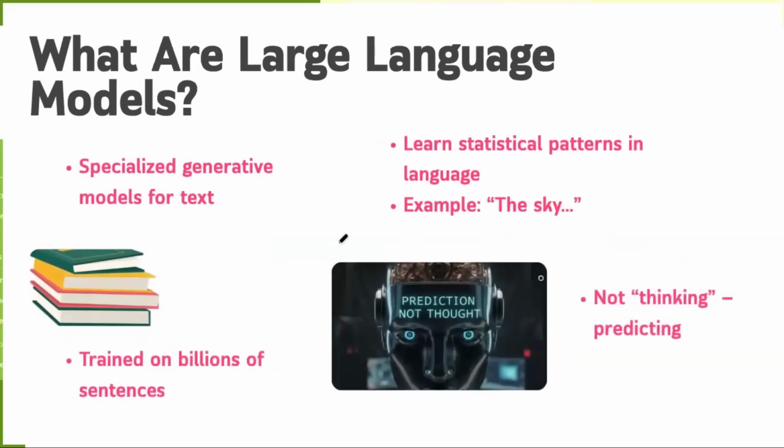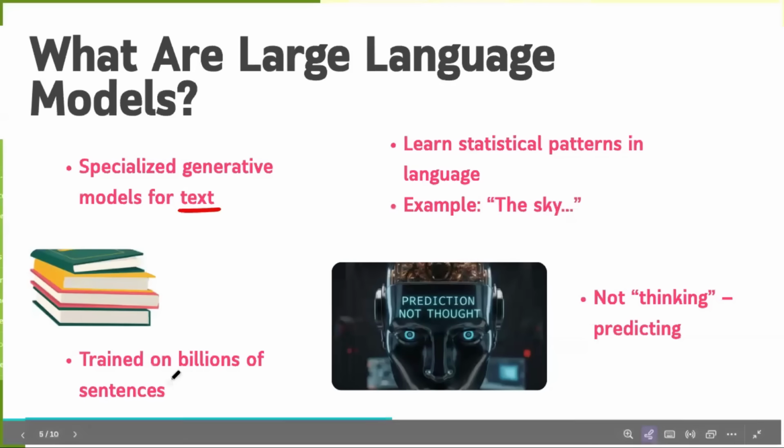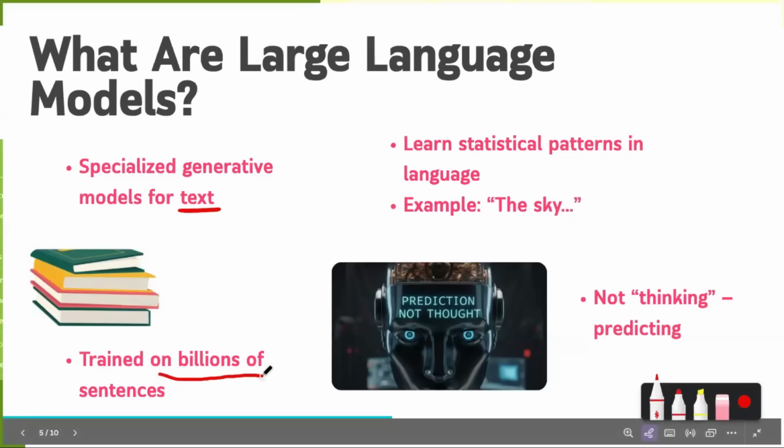LLMs are AI models designed to generate text. They don't follow fixed rules like traditional programs. Instead, they learn patterns from lots of language data. This lets them write sentences, paragraphs, or even whole articles that sound human. LLMs are trained on huge datasets, billions of sentences from books, websites, and articles. This helps them understand the style, structure, and details of language.